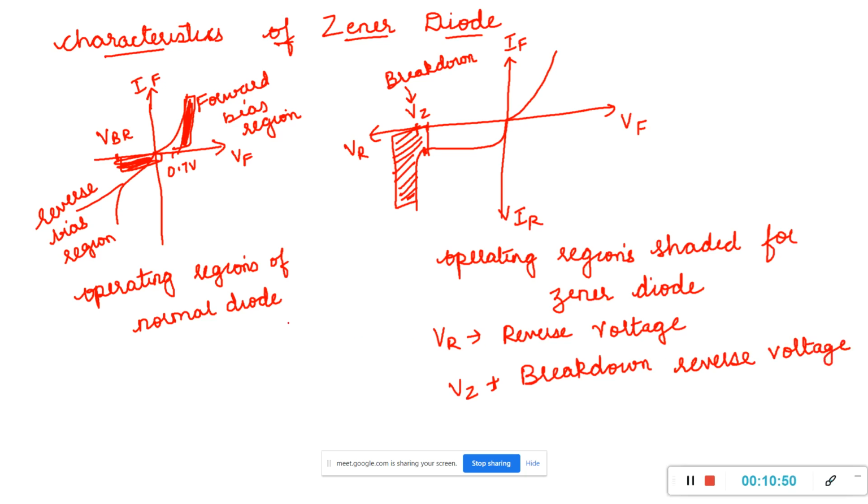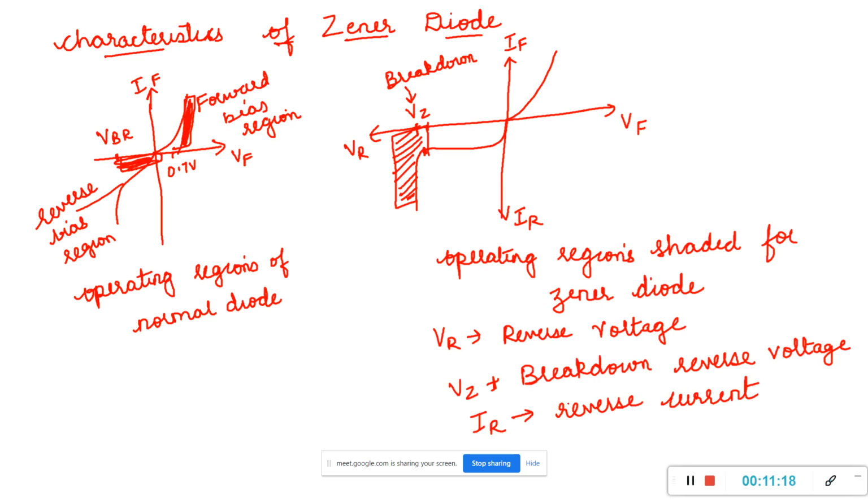As I have already told you, normal diodes operate in the forward as well as the reverse bias region, whereas the Zener diode operates only in the reverse biased condition. So in the reverse bias condition, the diode carries reverse current. IR is known as reverse current.